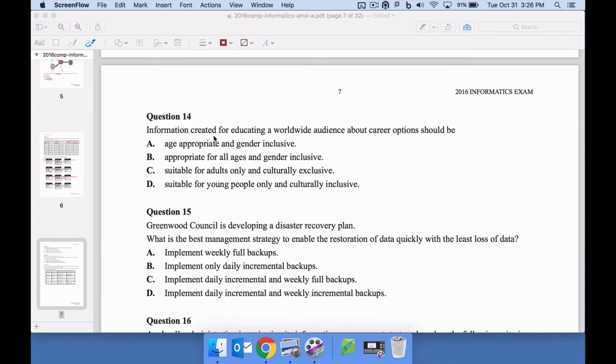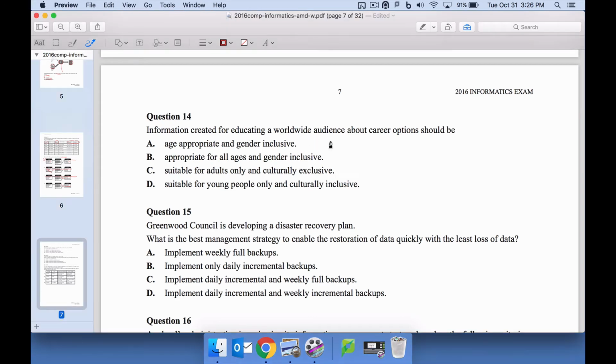Question 14, information created for educating a worldwide audience about career options should be what? Age appropriate and gender inclusive. Yes, that sounds good. Appropriate for all ages and gender inclusive. That sounds even better. No, it does not. And I'll explain why very shortly after we go through these next two. Suitable for adults only and culturally exclusive. No, that is definitely not what they're looking for, because we want to educate a worldwide audience.